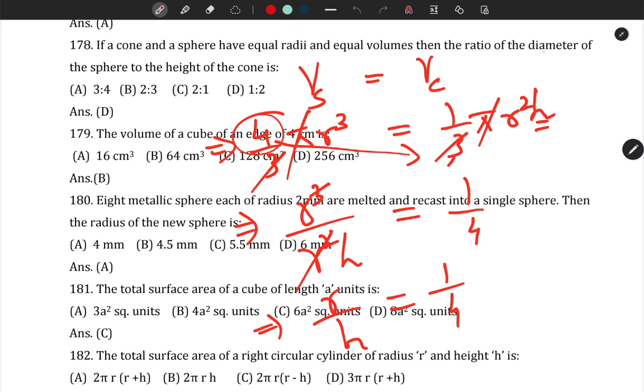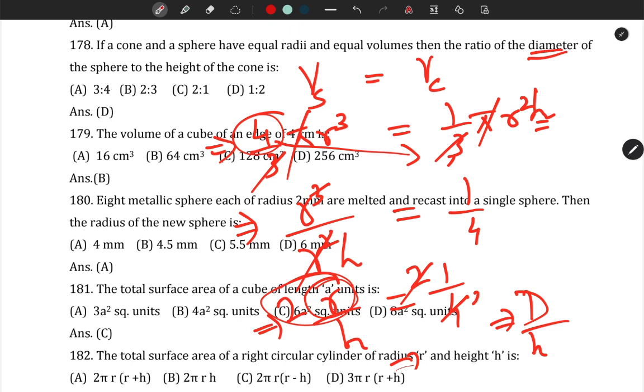But we want the ratio of diameter. Diameter means twice the radius. So let's make this r as 2r. So if we multiply with 2 here, we have to multiply both sides with 2. So if we multiply with 2 on both sides, we'll get 2r as diameter and h. On this side we can cancel 1 by 2. So the ratio of diameter to the height is 1:2.